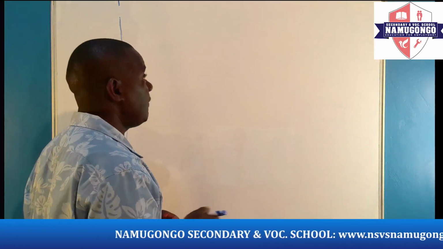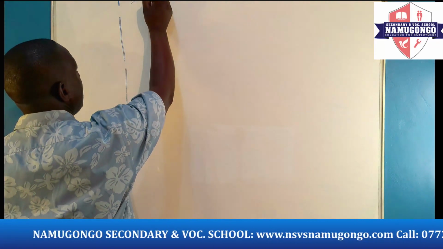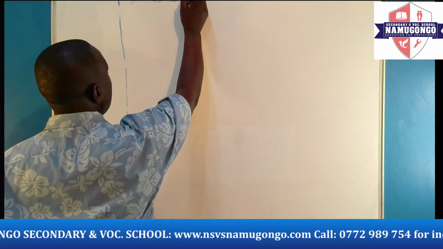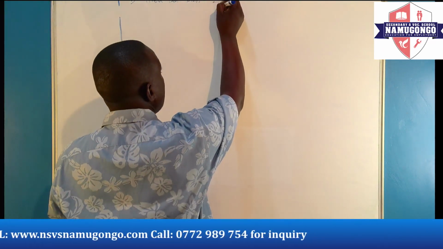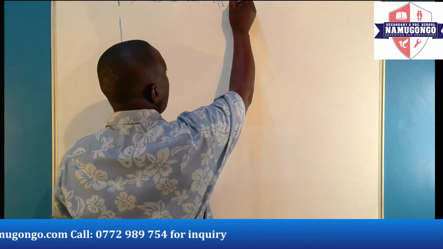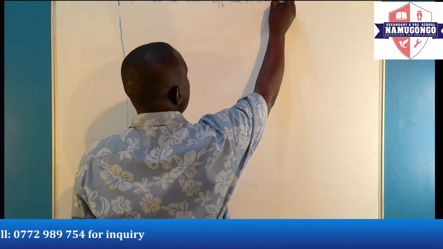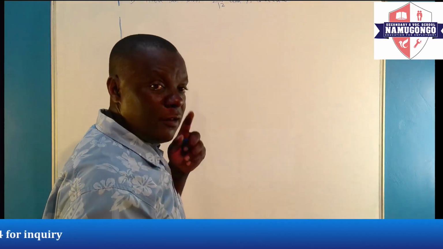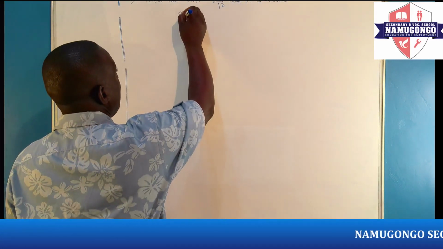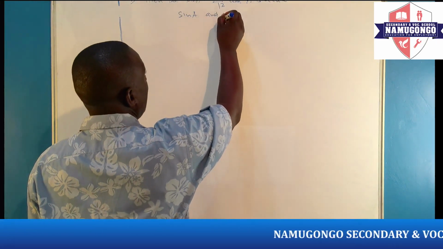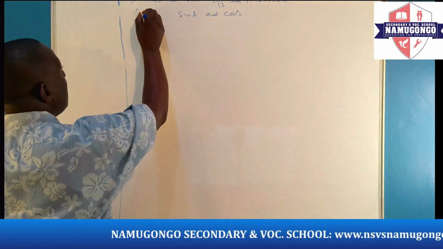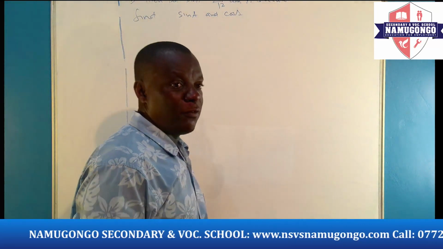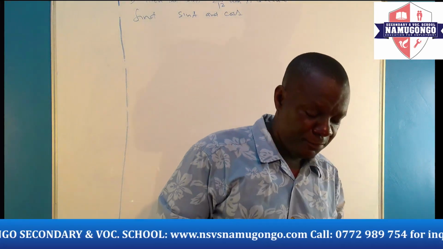The second example is given that tan A is equal to 5 out of 12 and A is acute. Find without tables or calculators the ratio of sine A and cos A. Find the values of cos A and sine A.